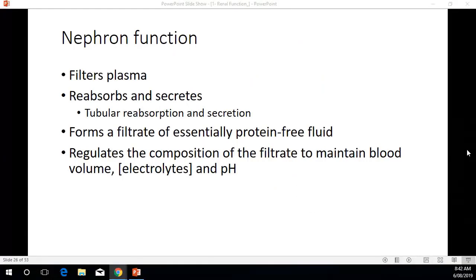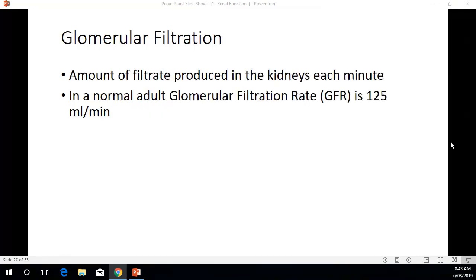So what does nephron do? It filters plasma first of all, then it reabsorbs and secretes. It forms a filtrate which is essentially protein free, so no proteins or amino acids. It regulates the composition of the filtrate to maintain blood volume, to maintain concentration of electrolytes in the body, and also pH. Let's look at more detail now on filtration, glomerular filtration.